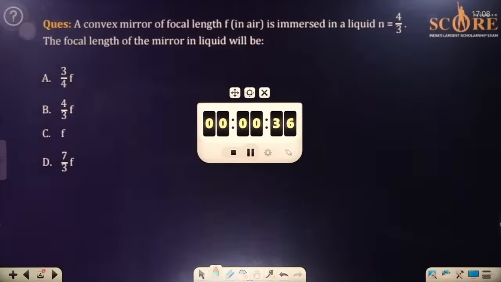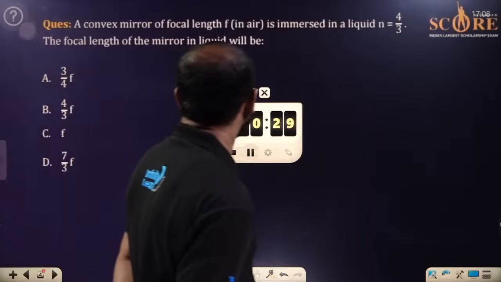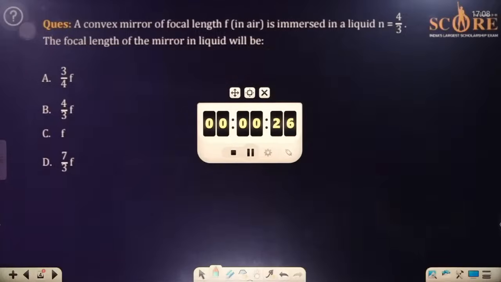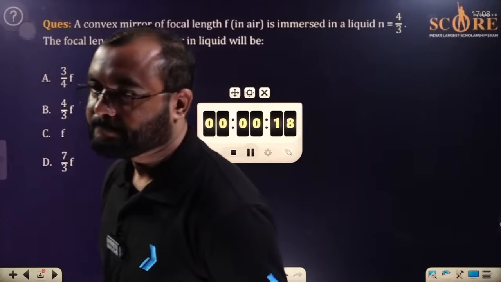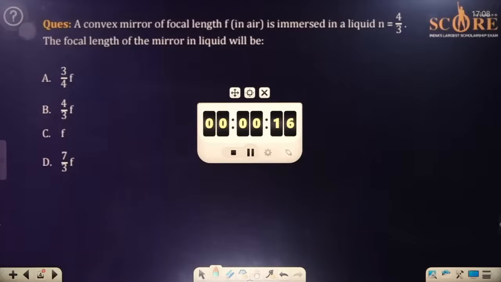A convex mirror of focal length f in air is immersed in the liquid where the refractive index is given as 4/3. The focal length of the mirror in the liquid will be what? Very simple question it is. So let us begin with the answer, everyone.